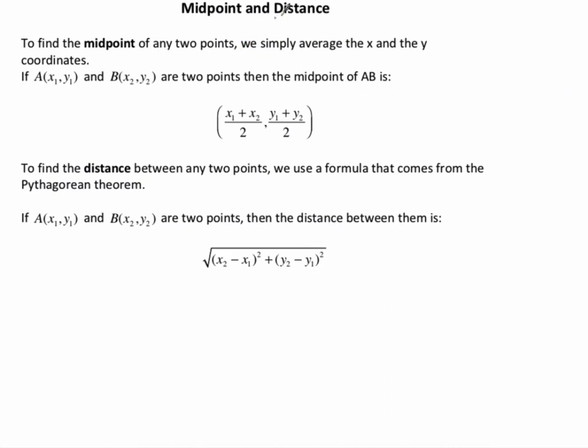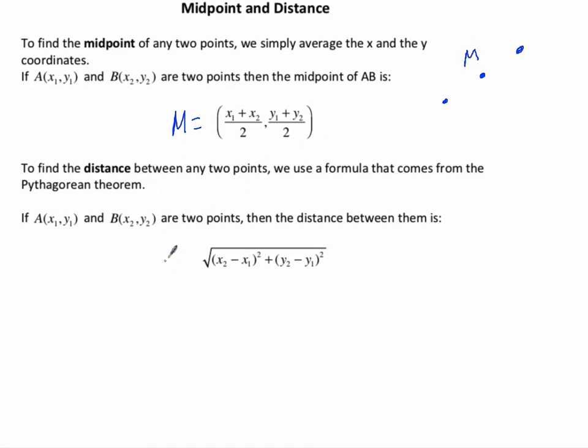Okay, next we'll look at midpoint and distance formula. So the midpoint between two points, you just do this. You find the average of the x-coordinates and the average of the y-coordinates, which makes sense because halfway in between is going to be the average.